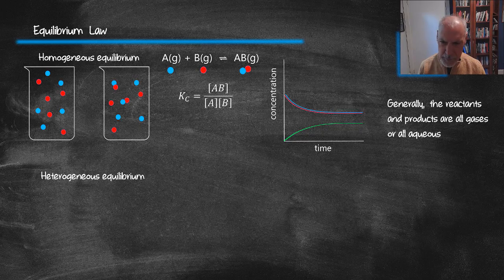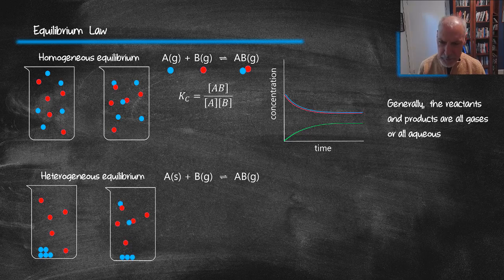In a heterogeneous equilibrium, it's a little bit different. We have in this case a solid and a gas, two visible phases. We start off the reaction, in this case, with B gas and A solid, the blue down in the bottom left-hand corner. As this reaction proceeds, we move towards products, the concentration of the red gas changes, as well as the concentration of AB. But the concentration of the solid doesn't change. It essentially remains constant because the spacing between the particles remains the same. So it would look something like this.